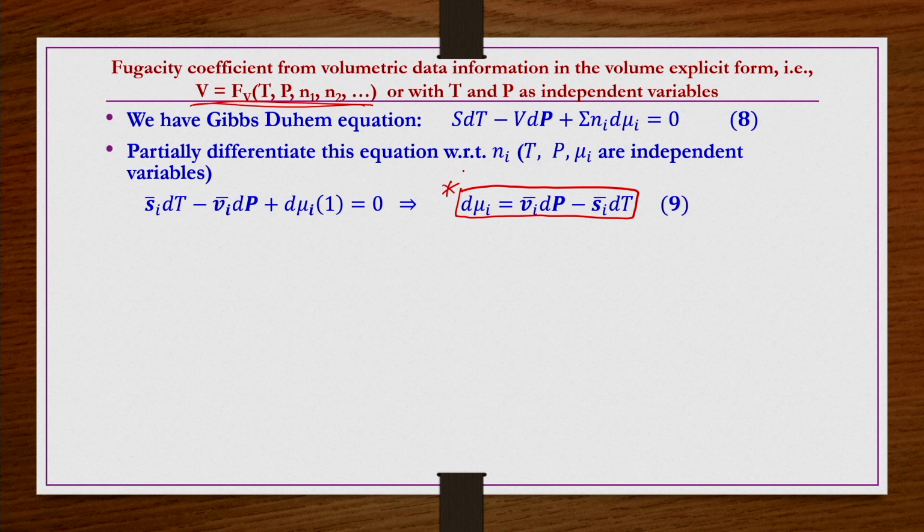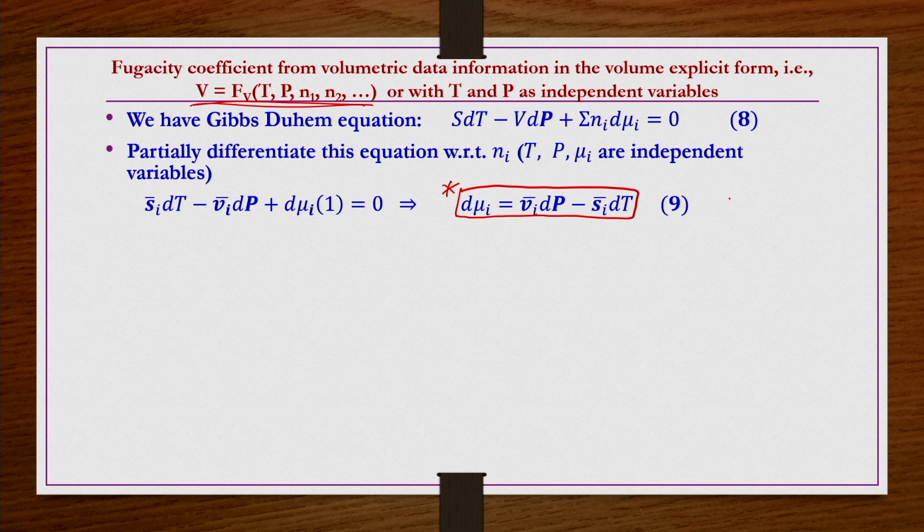It is very essential and important, especially in terms of obtaining the fugacity coefficient, because this relation gives the change in chemical potential of that particular component with respect to changes in temperature and pressure as independent variables, right.